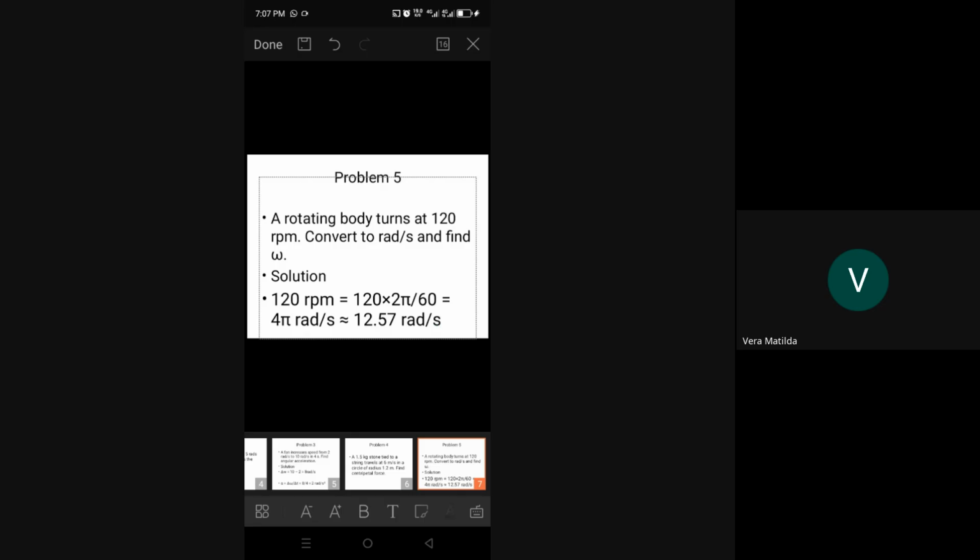Now, per means over. That is why it's over 60. Revolution per minute means over 1 minute, and 1 minute is equal to 60 seconds. That is why we are replacing the minute with 60 seconds. Then 120 is still the 120 that is here. The 2 pi comes from the radians. When you are converting from revolution, you are converting to radians.